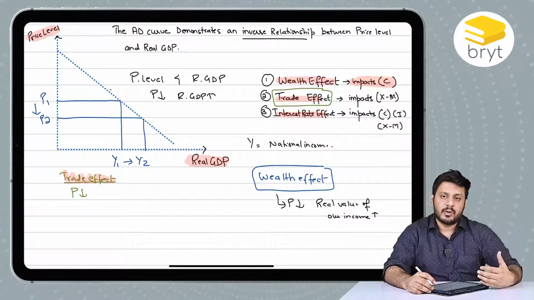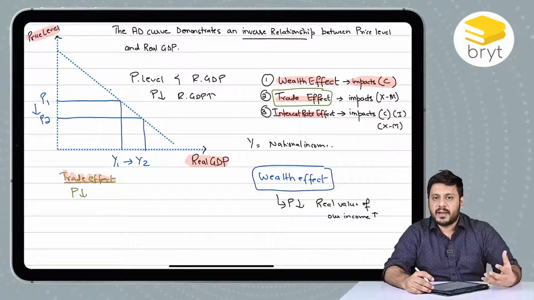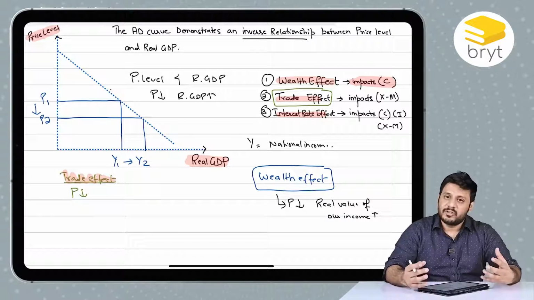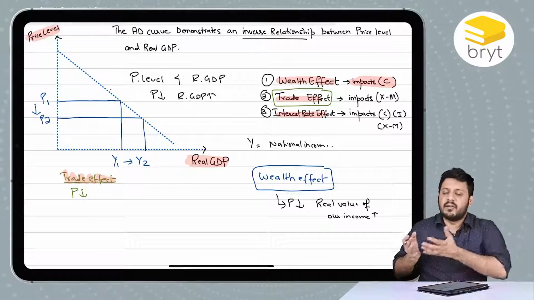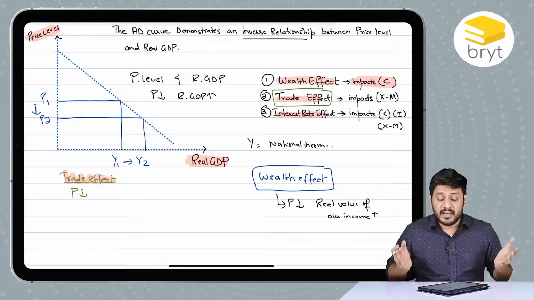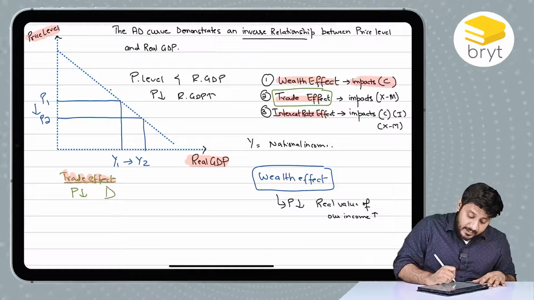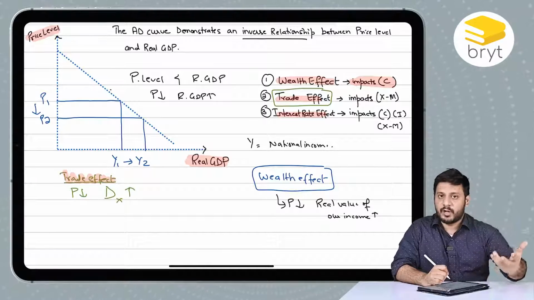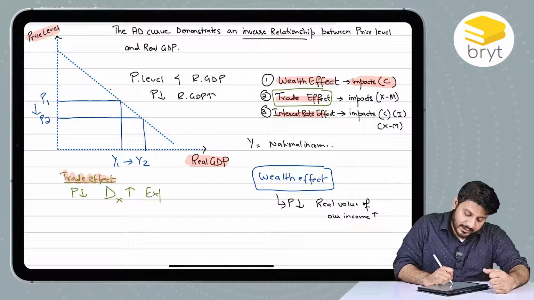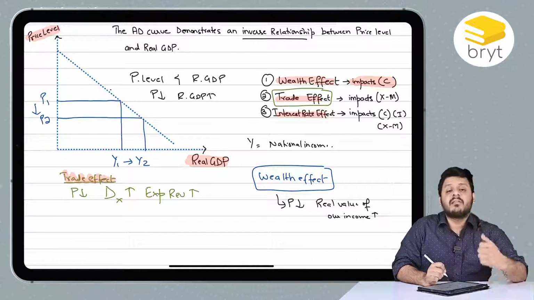When inflation goes down, our domestic goods become more competitive relative to other countries. That would make our domestic goods cheaper, and so it would make our exports cheaper as well. In fact, it would make our exports competitive. When our exports become competitive, the demand for exports would go up, and we export a higher volume of goods, which would increase our export revenues. So our export revenues would go up.